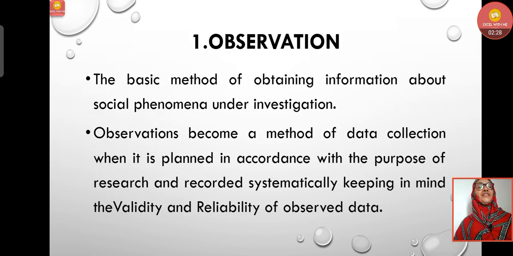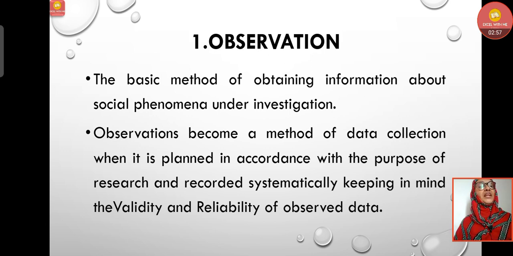Number 1 is observation. The basic method of obtaining information about social phenomena under investigation. Observation means we are going to observe the people. That is the way of obtaining the information. Now, observation becomes a method of data collection when it is planned in accordance with the purpose of research and recorded systematically, keeping in mind the validity and reliability of observed data.